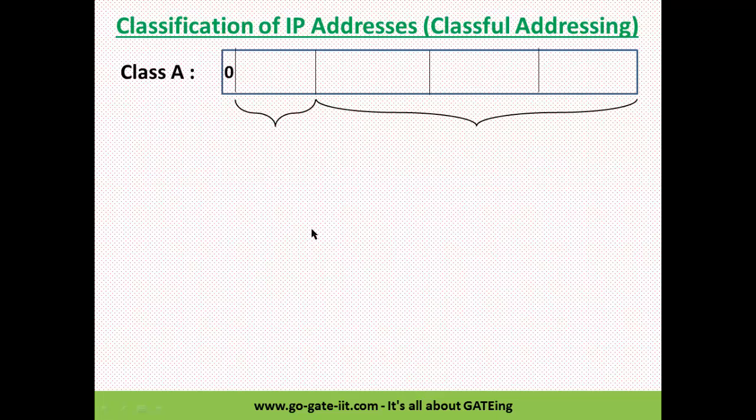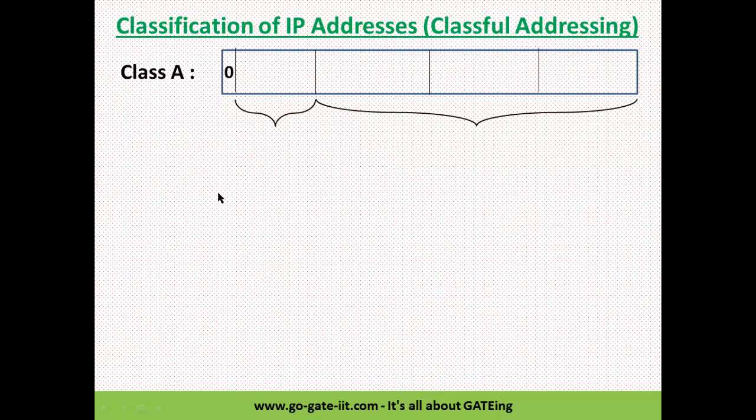So, classification of IP addresses. Again, one more thing I want to clear here is that the IP addressing system has been divided into two parts. One is classful addressing and another is classless addressing. So what is classful addressing? Classful addressing is where various IP addresses have been divided into various classes from class A to class E.